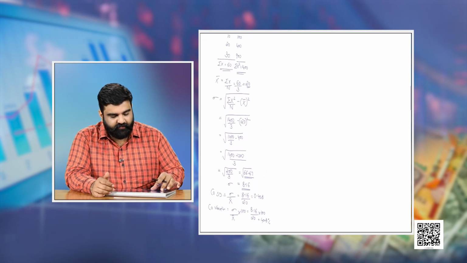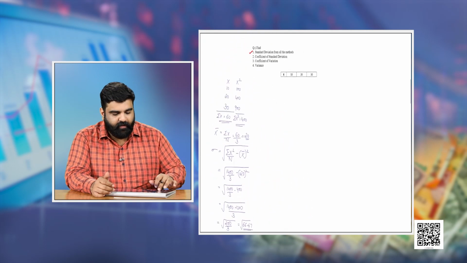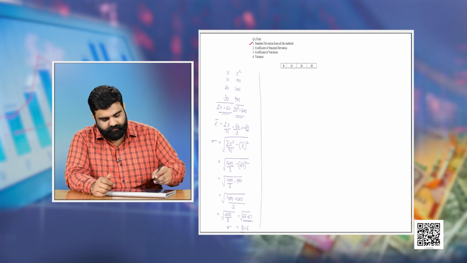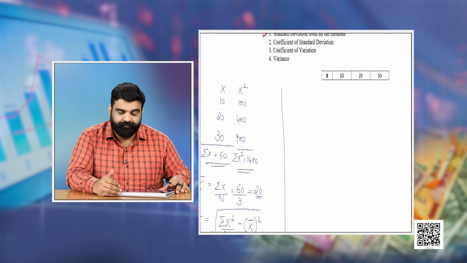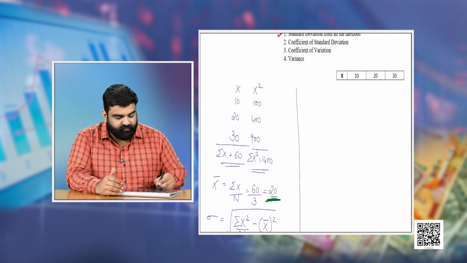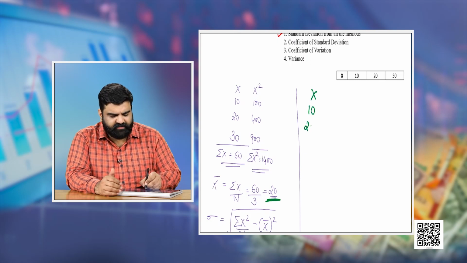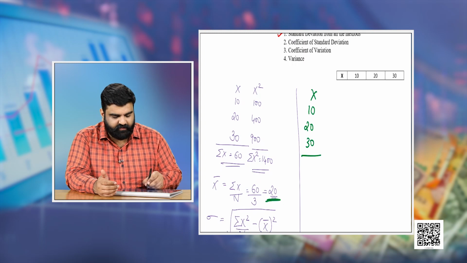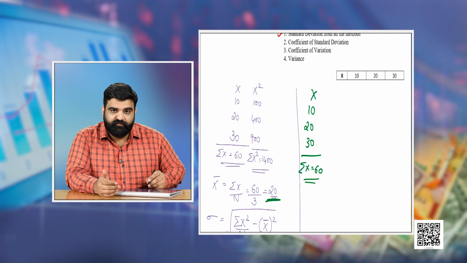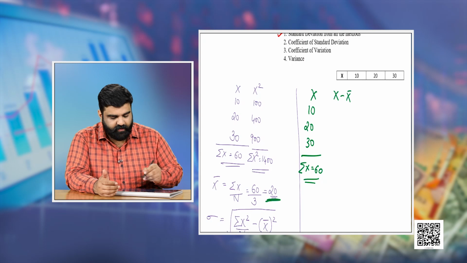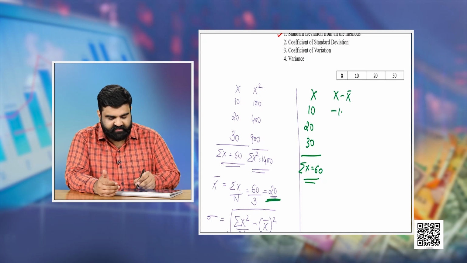Now, let us move ahead and calculate this question by another method, which is the actual mean method. So, let us do it according to actual mean method. So, we have already calculated the mean, that is 20. So, in this question now, let us first write the question, which is 10, 20 and 30. Sigma x was 60. So, now I will be finding out x minus mean. So mean is 20, this will be minus 10, this will be 0 and this will be positive 10.